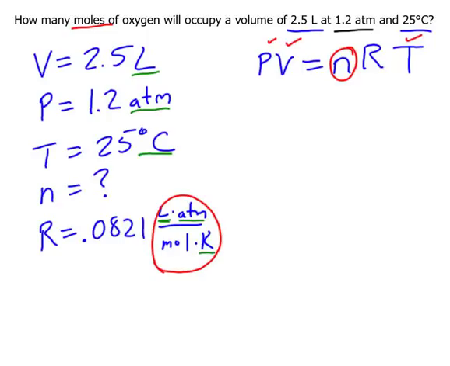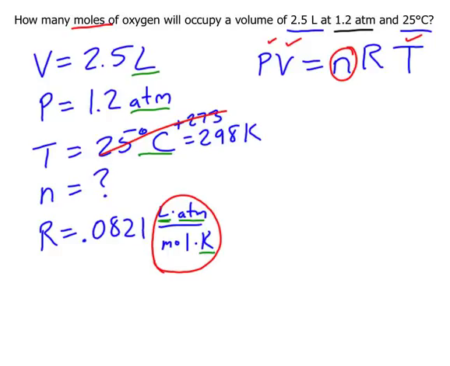Temperature's in Celsius, so that's not going to cancel with Kelvin. So before I can do this problem, I have to convert my Celsius to Kelvin. And if we remember to convert to Kelvin, we simply add 273. So my temperature is 298 Kelvin. So I'm going to be using that for this problem. I'm not going to use the 25.